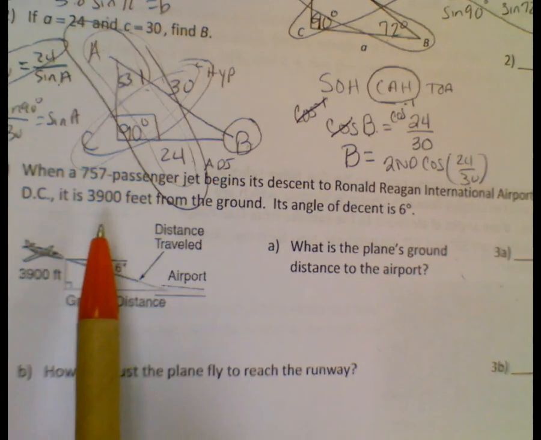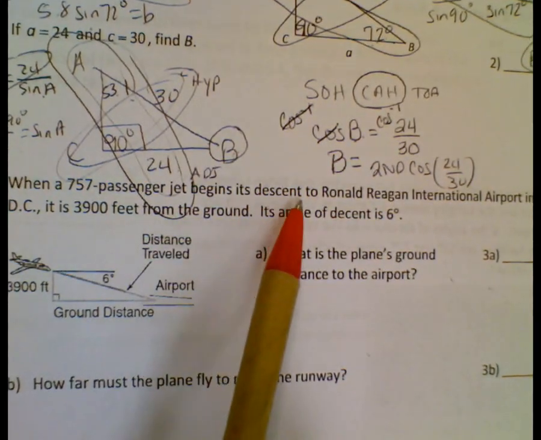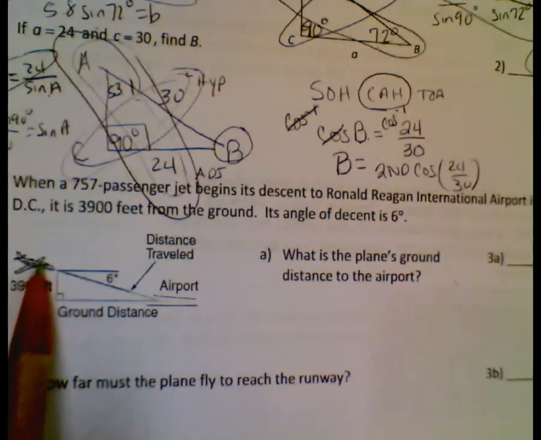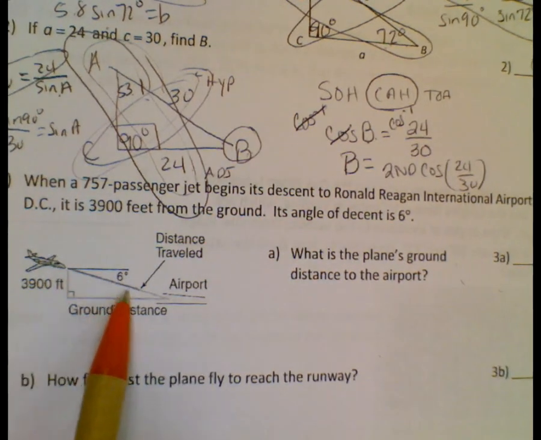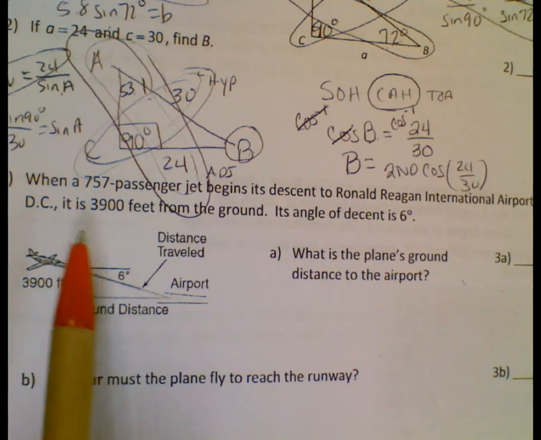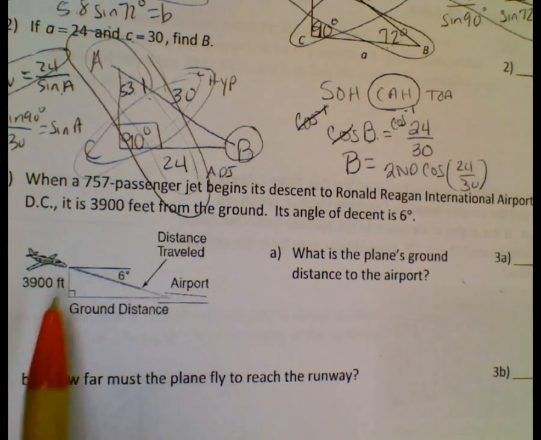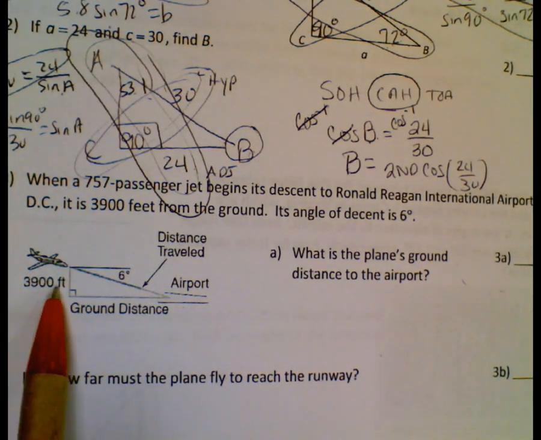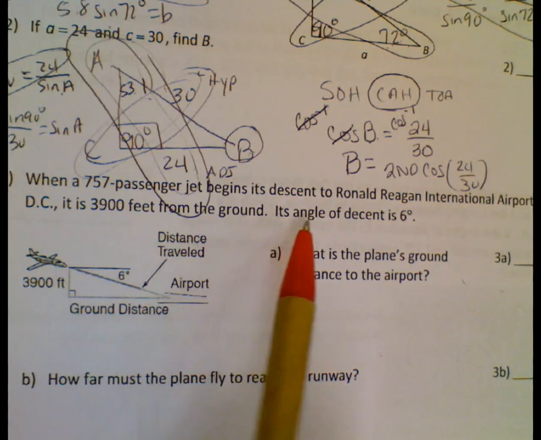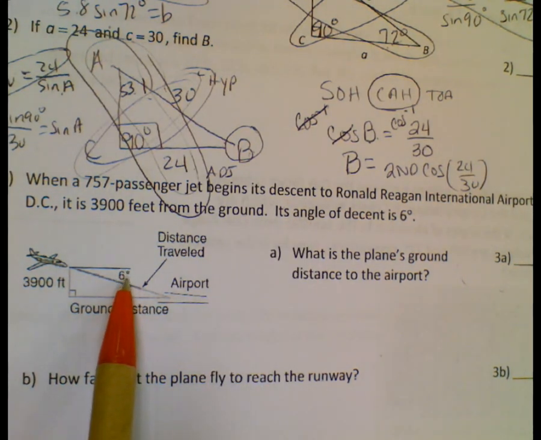All right, number 3, a 757 passenger jet begins its descent to Ronald Reagan International Airport. So here's your airplane. It's starting its descent. It is 3,900 feet from the ground. That's why the 3,900 is the vertical right here. And the angle of descent is 6 degrees.